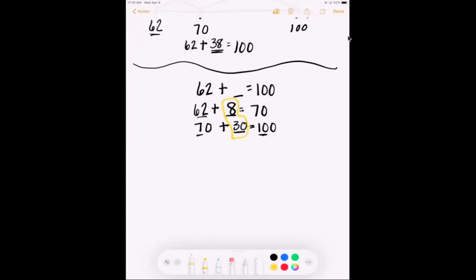All right, now I'm going to take the two numbers that I figured out, which was 30 and 8, and I'm going to add them up. So 62 plus 38 equals 100. And I'm going to remember to take that missing addend and put it right back up into my original problem so that I show my answer.